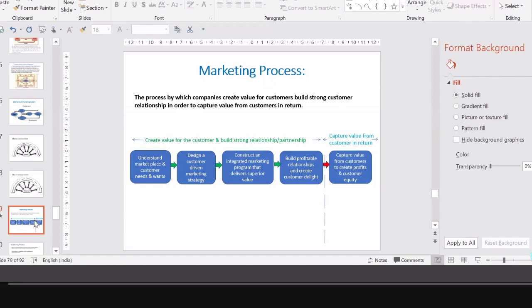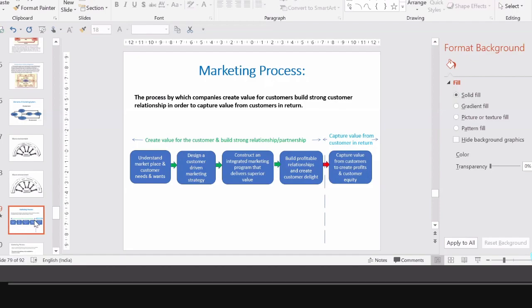Here, we can divide this definition into 5 different steps. 4 of them are with respect to creating value and building customer relationships. And the final is reaping the benefits of the effort that we have been associated with.